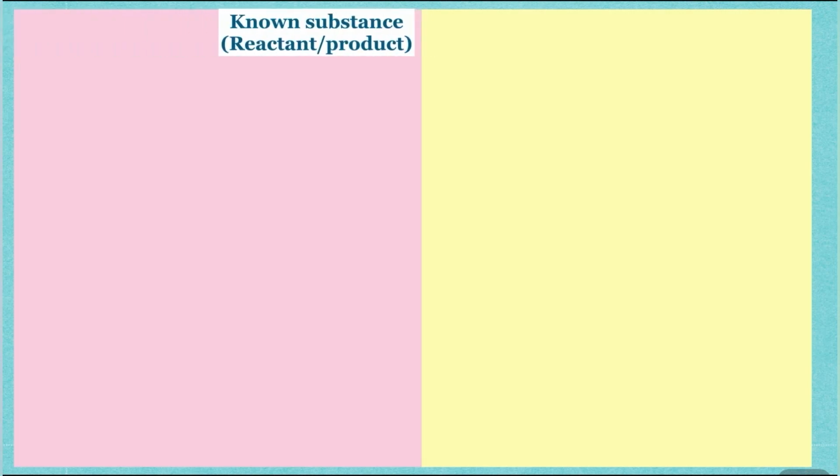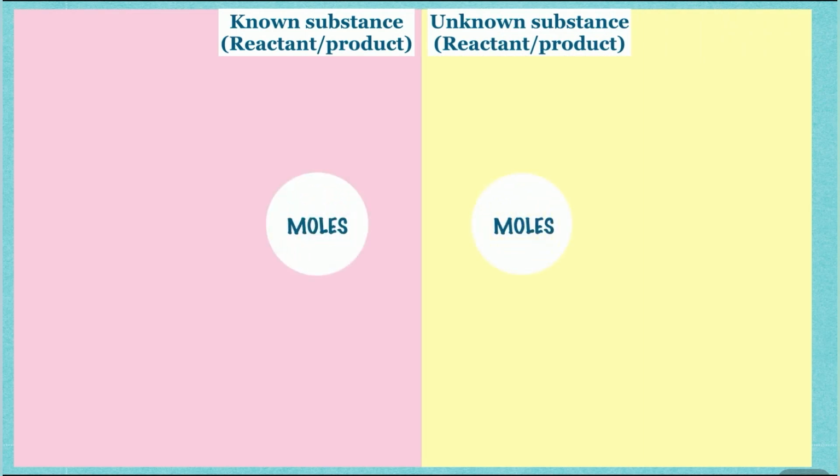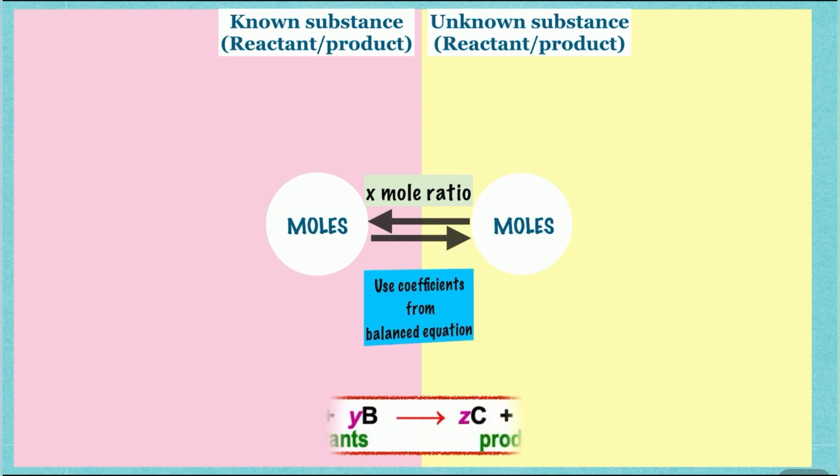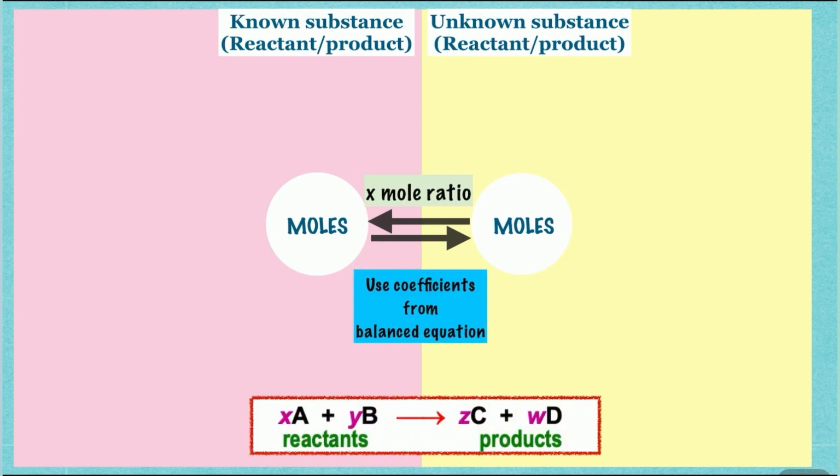If you have the known substance, either reactant or product, and you also have the unknown substance, reactant or product, they are connected by the moles. You can use the mole ratio to get the moles of one of them. Where can you get the mole ratio? You use the coefficients from the balanced equation.